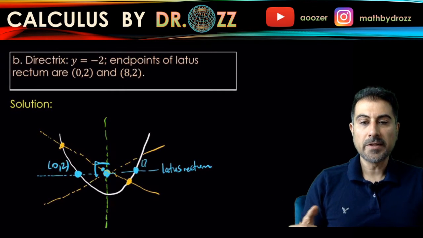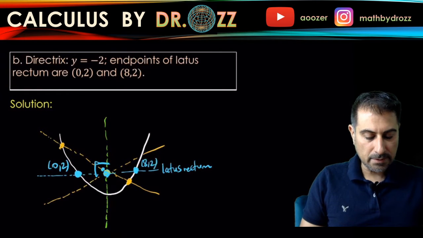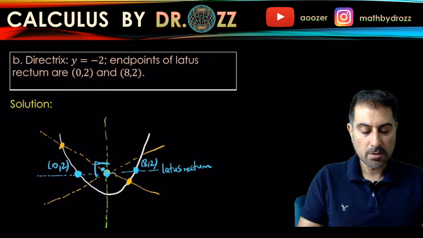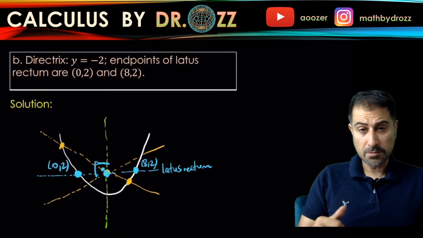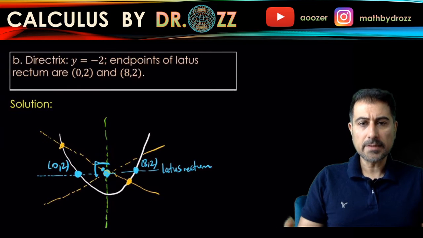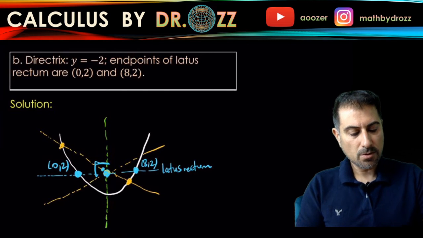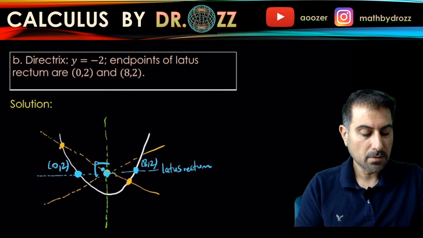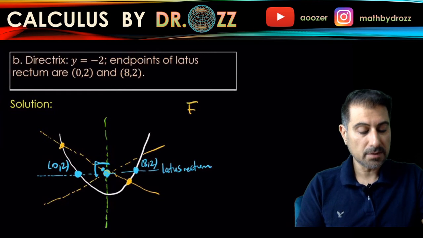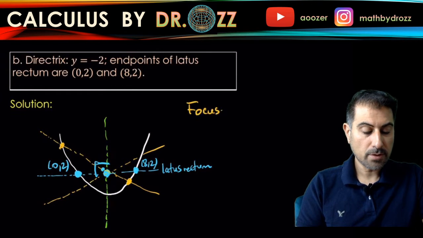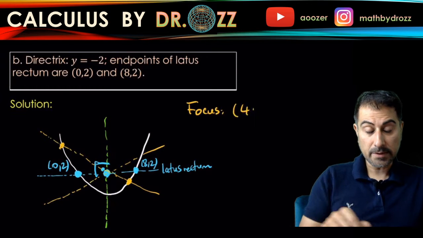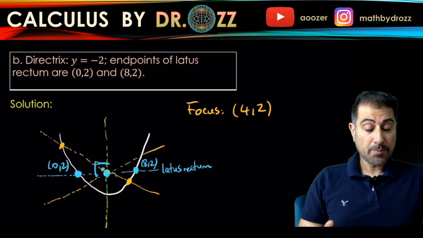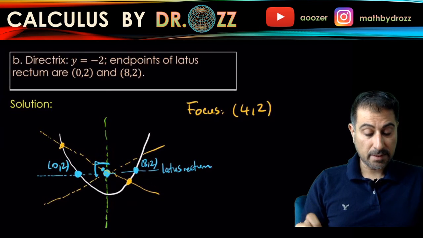Well, first observation here is that the midpoint of the latus rectum is in fact the focus. From (0, 2) to (8, 2) there are 8 units, and half of that is 4. So the midpoint, which is the focus, let me write that down: the coordinates of the focus are (4, 2). And the y-coordinate, as you see, doesn't change because this is a parabola whose major axis is vertical.